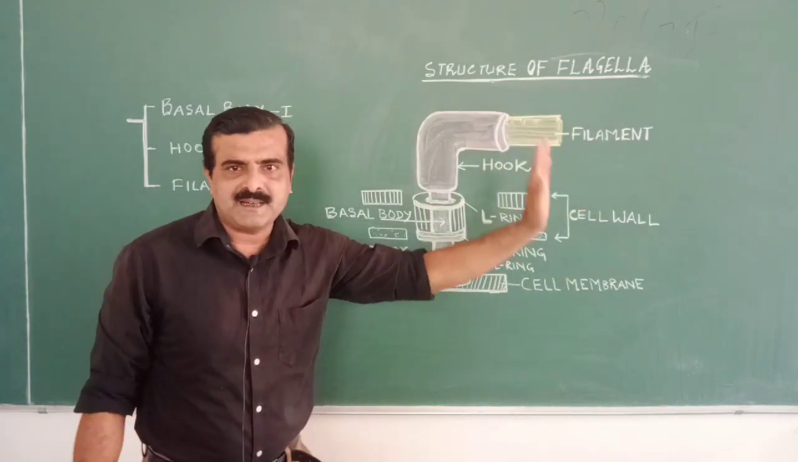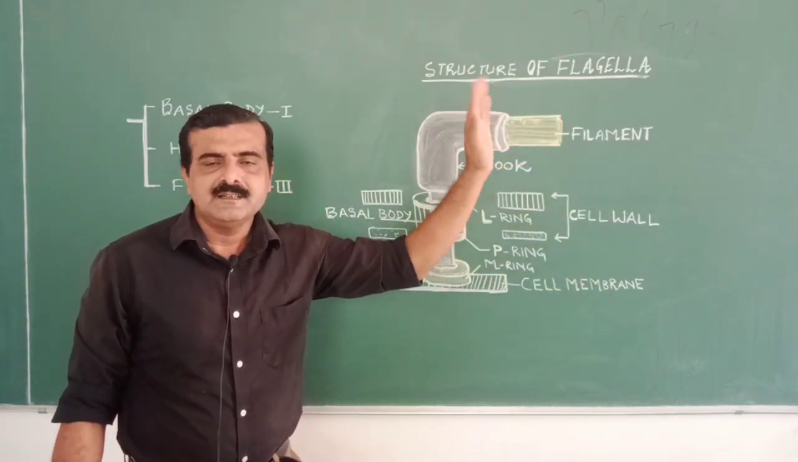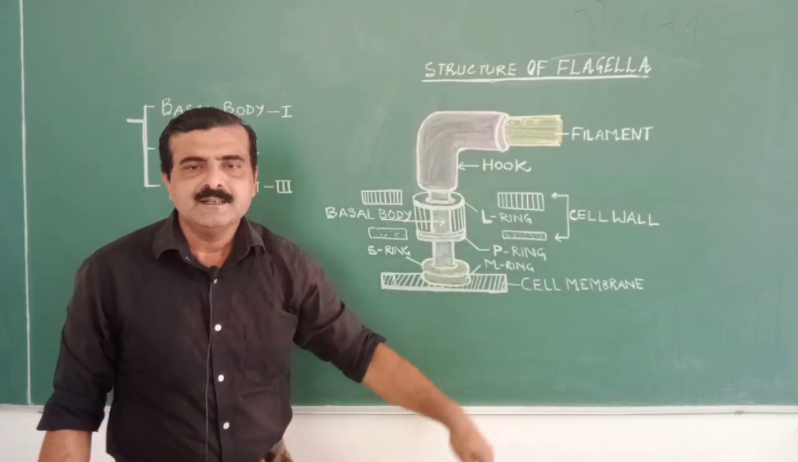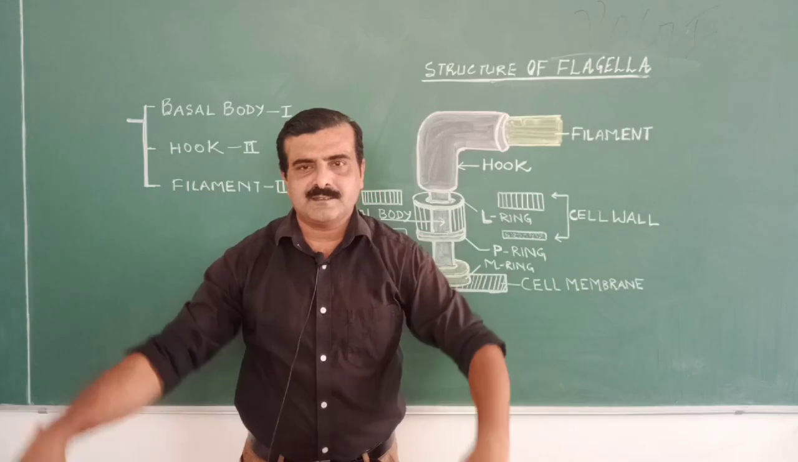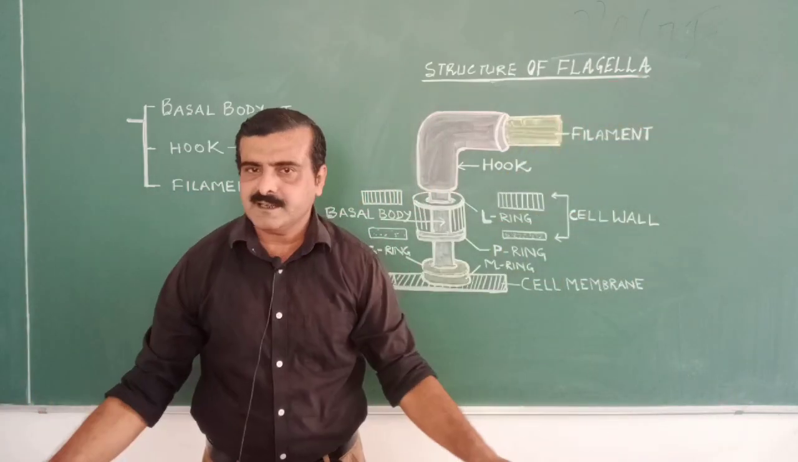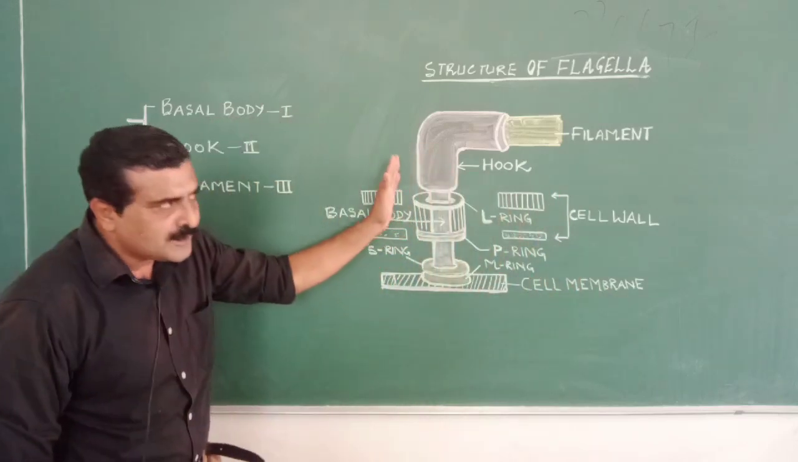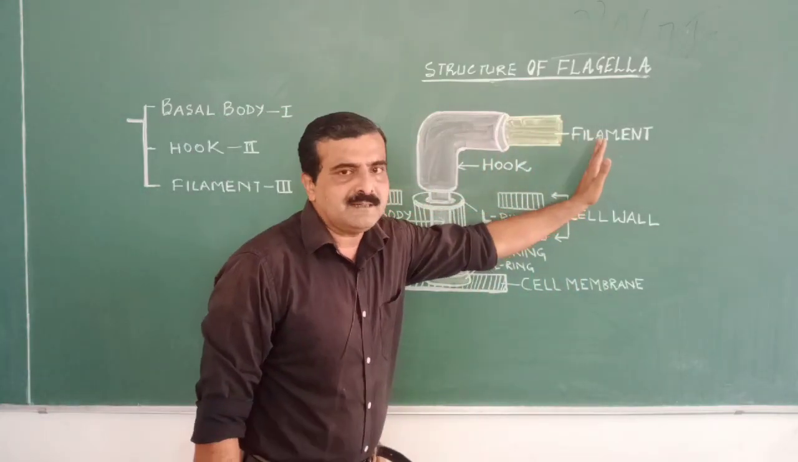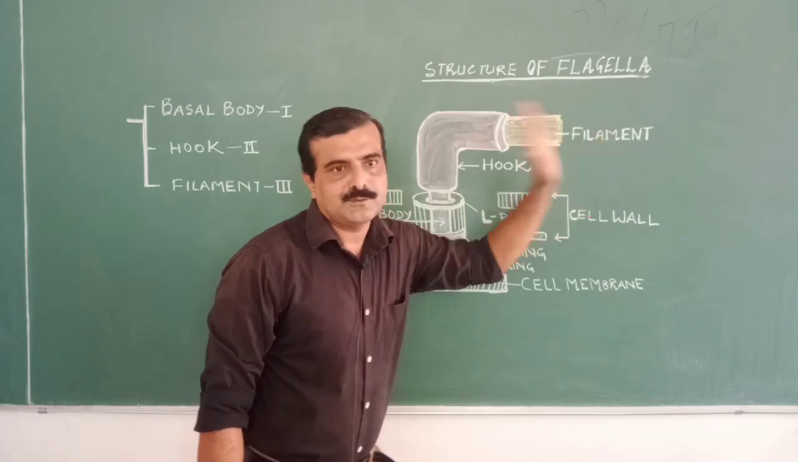Filament is the appendage, those body organs which freely move in the animal or you can say organism body. They are known as appendages. For example, our forelimbs and hind limbs are appendages. Clear हुआ? So this hook connects the basal body to the filament. This is the function of hook.